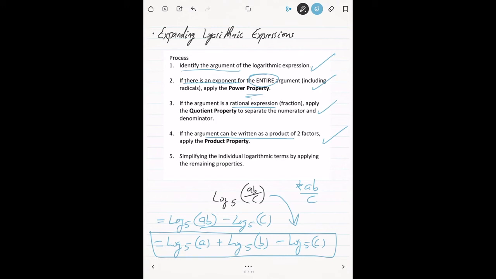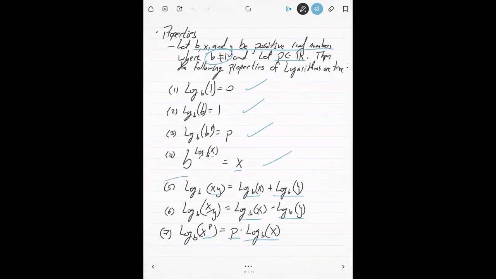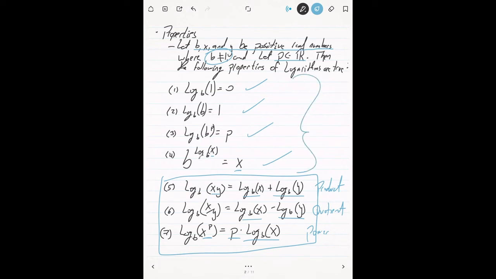Let's take a look at those properties. The properties were essentially these three, okay? This was the power property. This was the quotient property. And this is the product property, okay? So really what we're doing is we're using these three properties and then any of these other ones, but mostly these three, to break the logarithm apart.